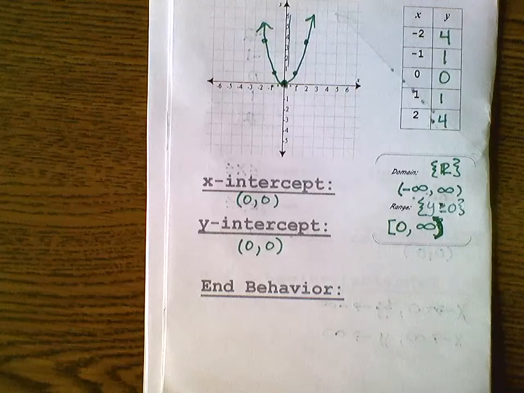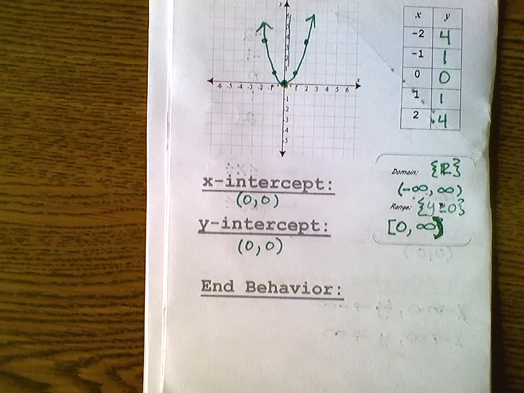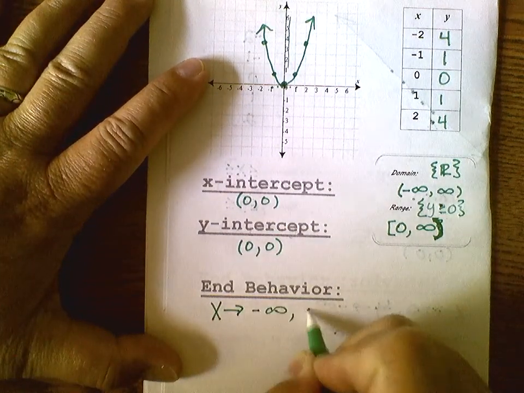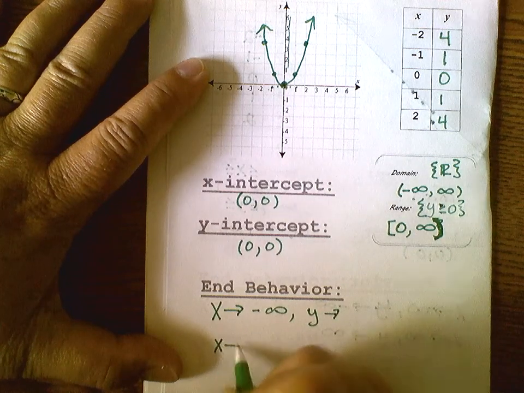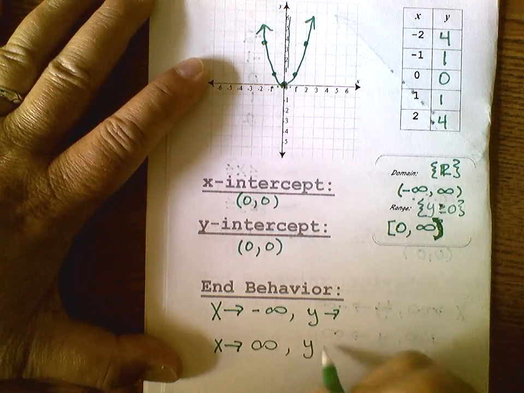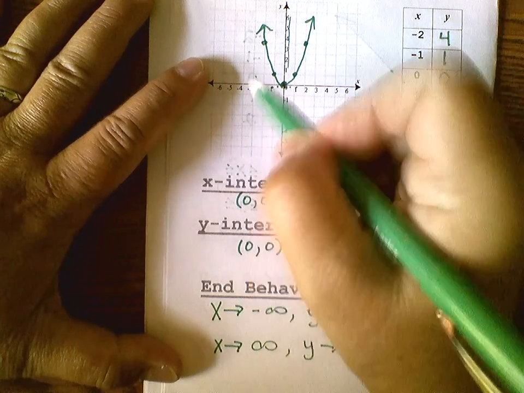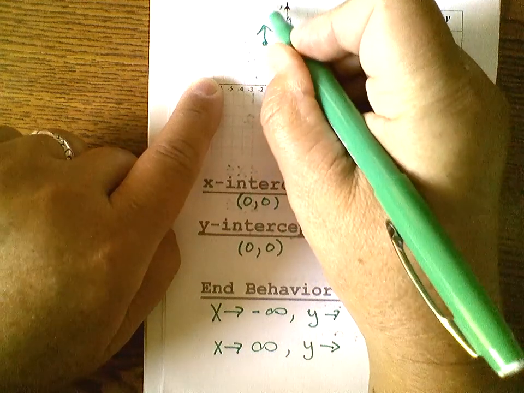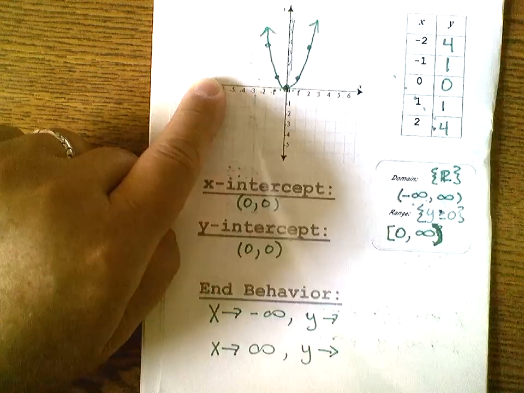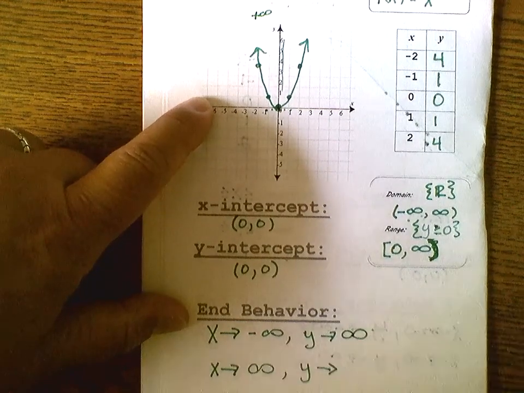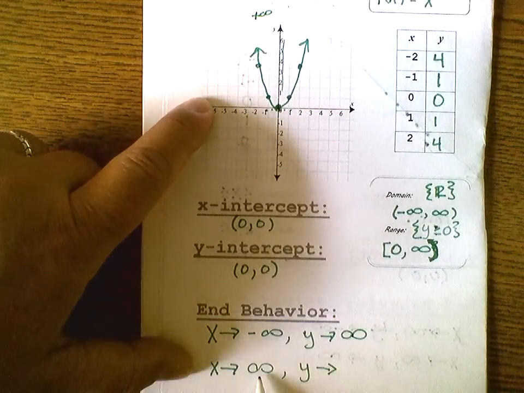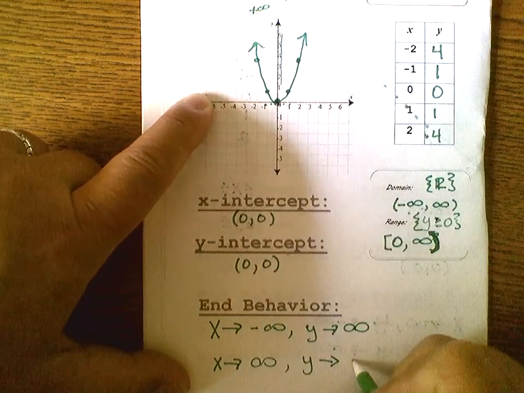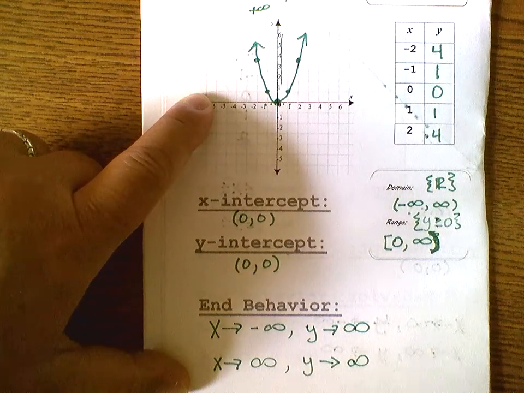Now let's talk about the end behavior for our quadratic function. So as x goes to the left and as x goes to the right, so as x goes in the negative direction to the left, in the y direction, it's going up, and up is positive infinity, right? So positive infinity. And as x goes to the right, or the positive direction, y is also going up to positive infinity.